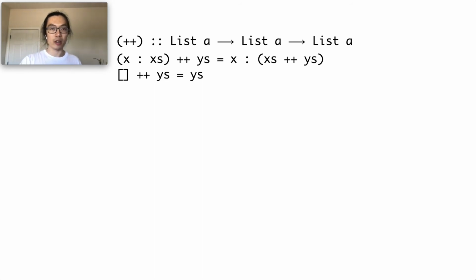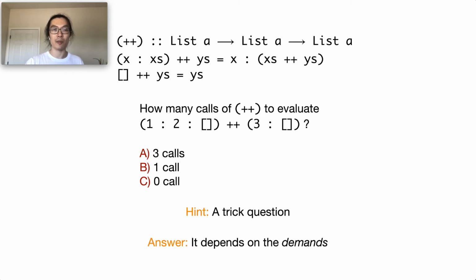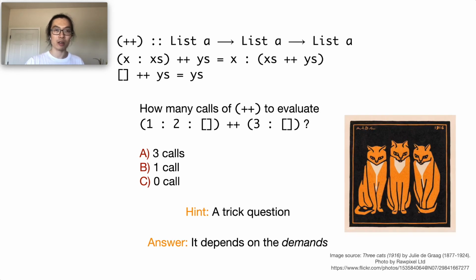My question is, how many calls of append would happen to evaluate the following expression? A. 3 calls, B. 1 call, and C. 0 calls. A hint is that this is a trick question, and the answer is that it depends on the demands on the resulting list. And depending on the demands, all 3 answers are possible.